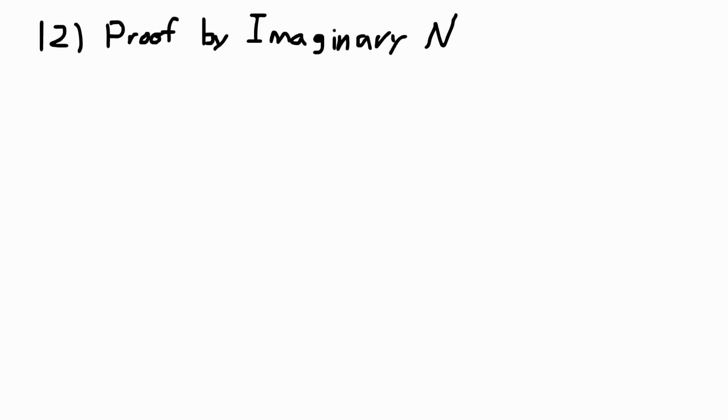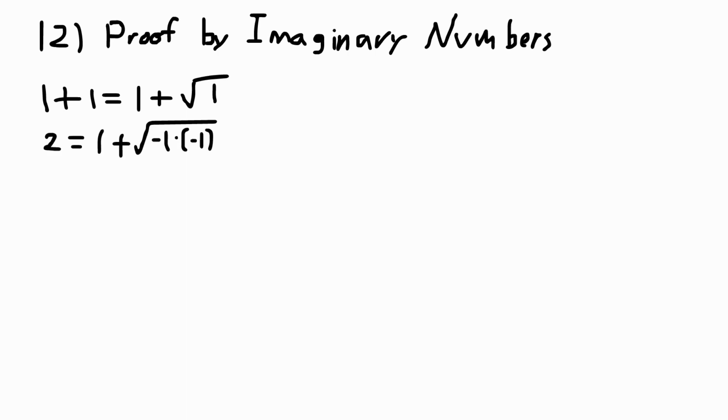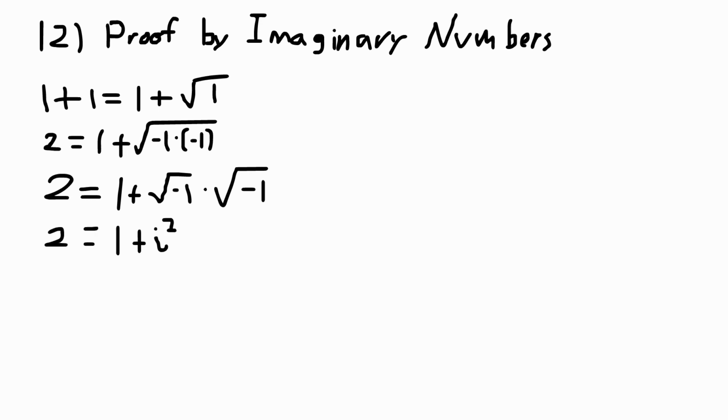Proof by imaginary numbers. 1 plus 1 is equal to 1 plus the square root of 1, which is equal to 1 plus the square root of negative 1 times negative 1, which is equal to 1 plus the square root of negative 1 times the square root of negative 1. Since the square root of negative 1 is i, that gives 1 plus i squared. And since i squared is negative 1, that means that 2 is equal to 1 minus 1, which means that 2 is equal to 0. Dividing both sides by 0, you get 1 equals 0.